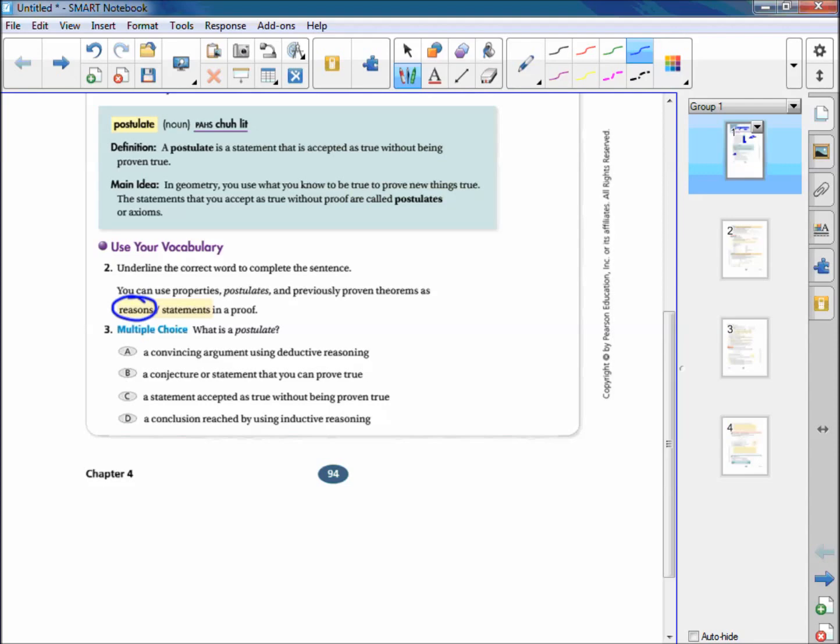All right. Multiple choice. What is a postulate? A convincing argument using deductive reasoning? No. A conjecture or statement that you can prove true? No, we cannot prove a postulate true. A statement accepted as true without being proven true. So it's C. Okay. All right. So we can't prove a postulate, but we just all assume it's true, and then we build from there.